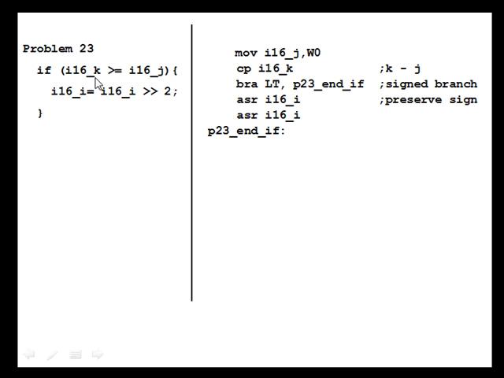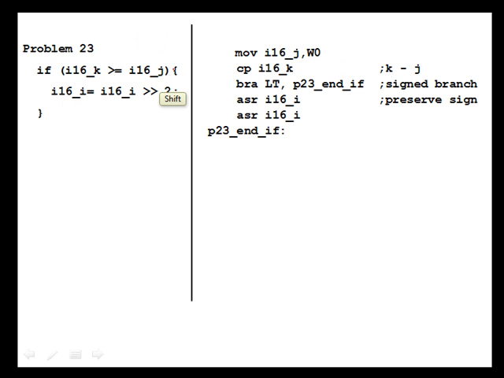Problem 23 is an if statement that compares K against J and executes this if body, which is a shift. Notice that these variables are all signed 16-bit variables. Let's go ahead and implement this in PIC24 assembly language. The first thing that we're going to do is the comparison of K minus J. Because these are 16-bit variables, all we have to do is move J into W0 to compare that against K. So this is going to do K minus J.